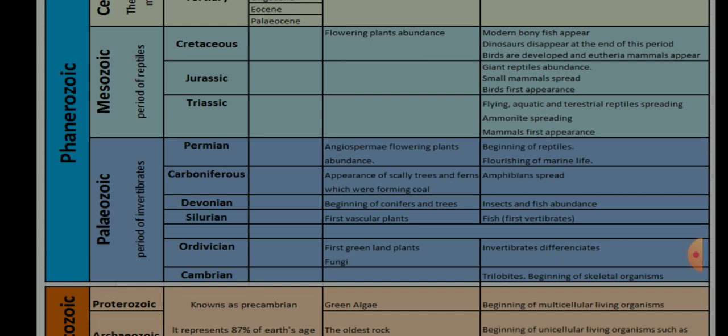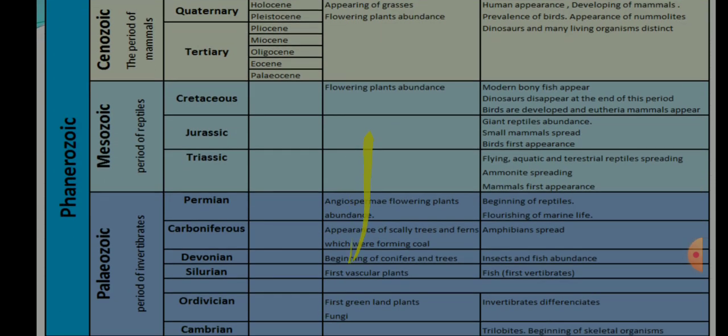Carboniferous, scaly trees and ferns and forming coal. The beginning of amphibians. Permian, beginning of reptiles. And angiosperm flowering plants.